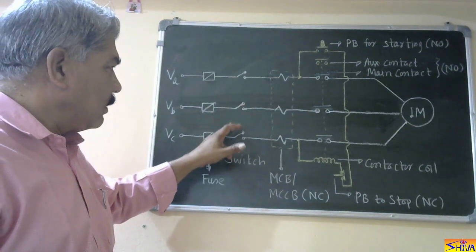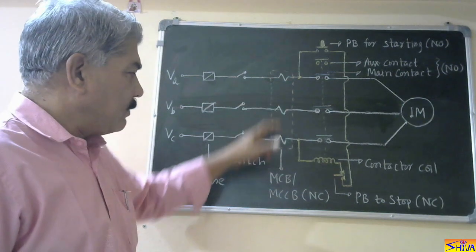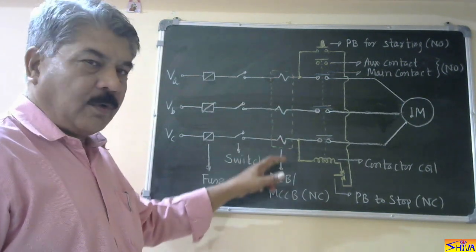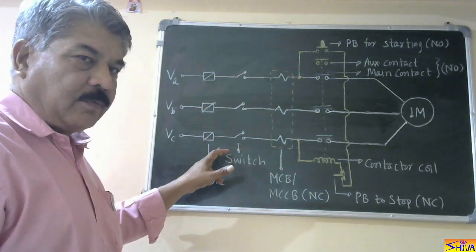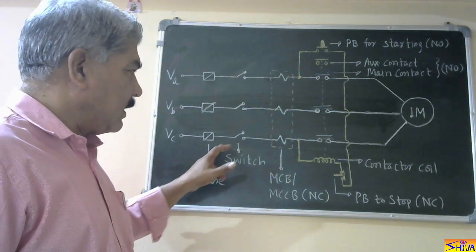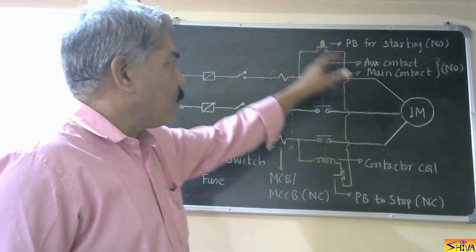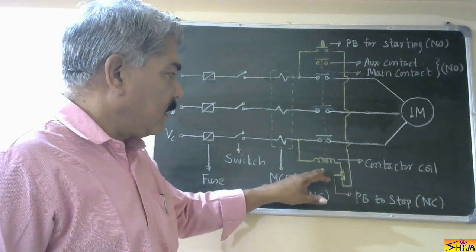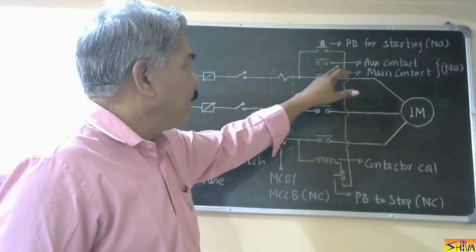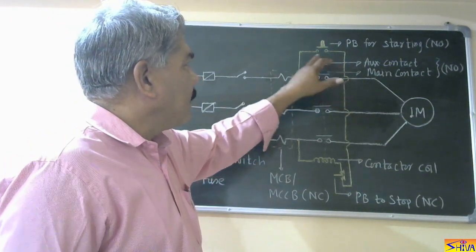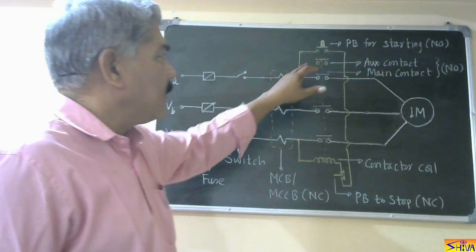This is the switch for operating the motor, a 3-pole switch. This is the MCB or MCCB used for short circuit as well as overload protection. Fuse is basically used for short circuit protection and it is also acting as backup protection to the MCB and MCCB. This is the control circuit which consists of the contactor coil, the push button which is normally closed for stopping the motor, then the auxiliary contact of the contactor, then the push button for starting the motor which is normally open.